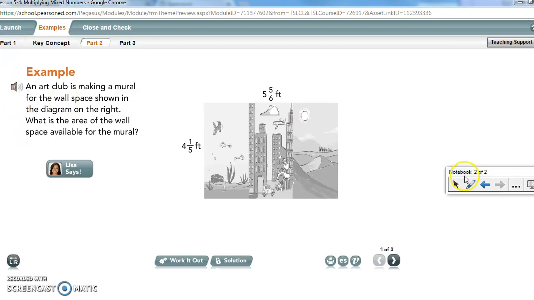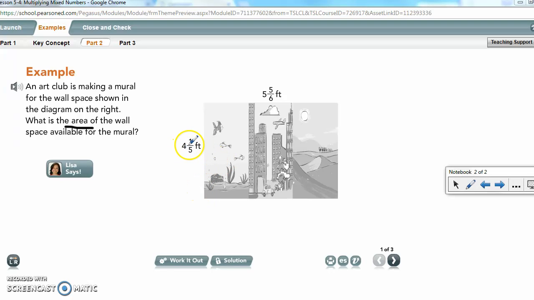An art club is making a mural for the wall space shown in the diagram on the right. What is the area of the wall space available for the mural? Well, we know the area for a rectangle or a square is base times height. So I need to multiply these two numbers. First, I need to do the wheel.